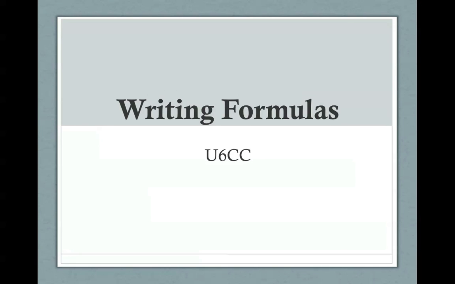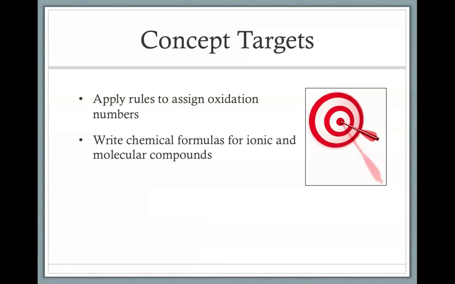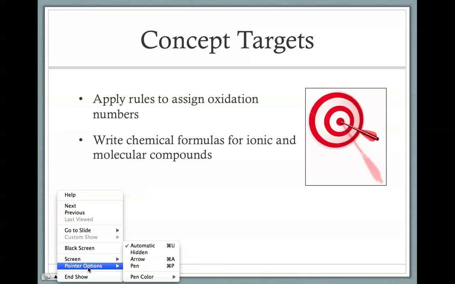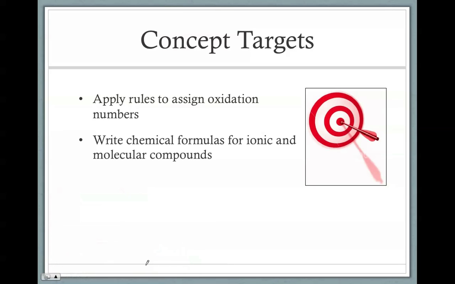All right, in Concept C, we're going to be looking at how to write formulas using various information. So we want to be able to apply the rules to assign oxidation numbers, and we also want to be able to write chemical formulas for both ionic and molecular compounds. So we're going to go over some different strategies on how to do that.